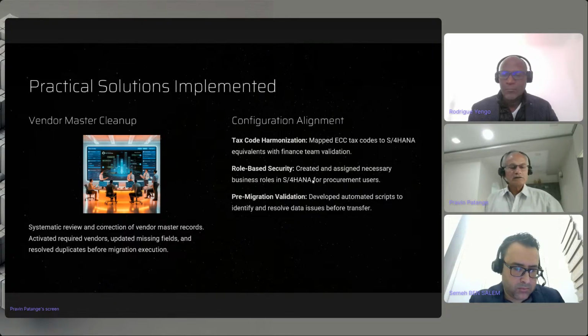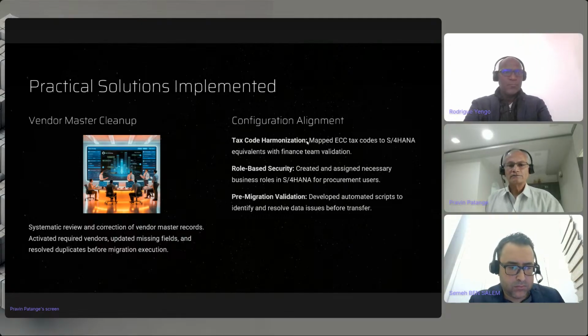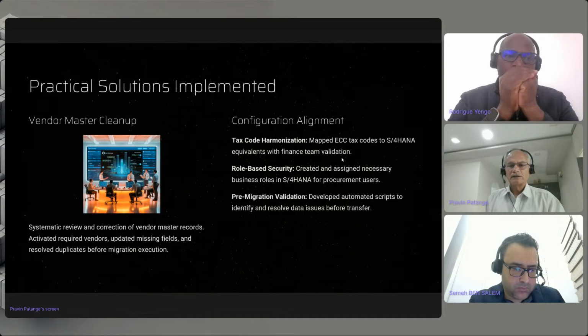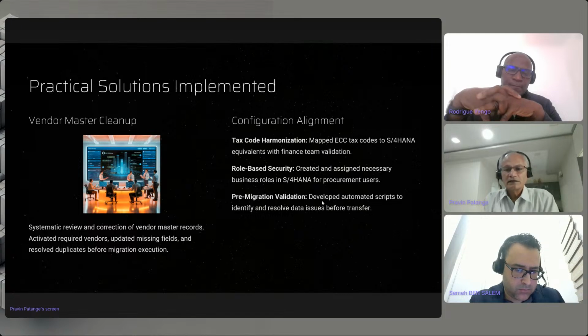Now we saw the challenges. At the same time, we can see the practical solutions we implemented. In this section, I want to highlight the practical steps we implemented to resolve the issues uncovered during initial testing. We began with a detailed vendor master cleanup, correcting incomplete records, updating missing fields, reactivating required vendors, and removing duplicates that were blocking PO migration.